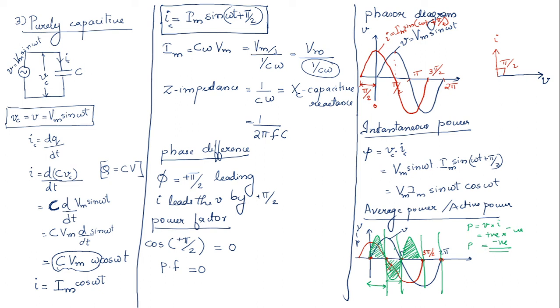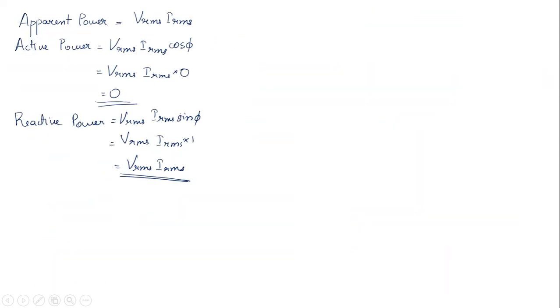I hope it is clear for everyone how we have plotted the power curve. Now we are going to find out the average power, and for this I'm just going to redraw the figure of the power curve so that we can easily find out the average power. So your curve looks like, first, a positive cycle.